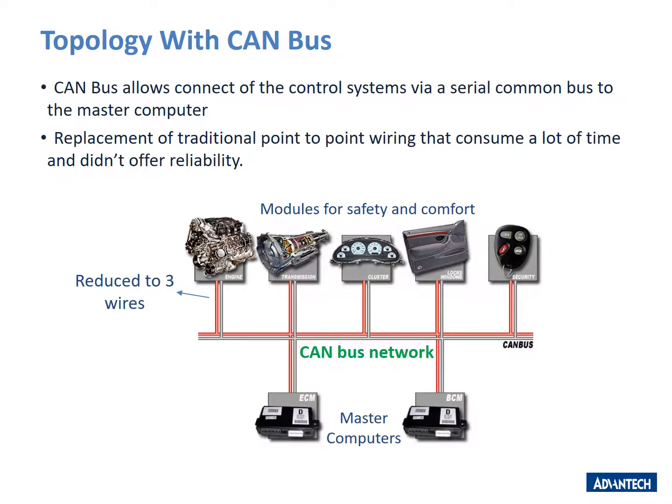And how is the topology with CAN bus? As a solution, CAN bus proposed a protocol that allows the connection of the control systems via a serial common bus. So actually, it replaced the traditional point-to-point wiring that consumed a lot of time and didn't offer reliability.